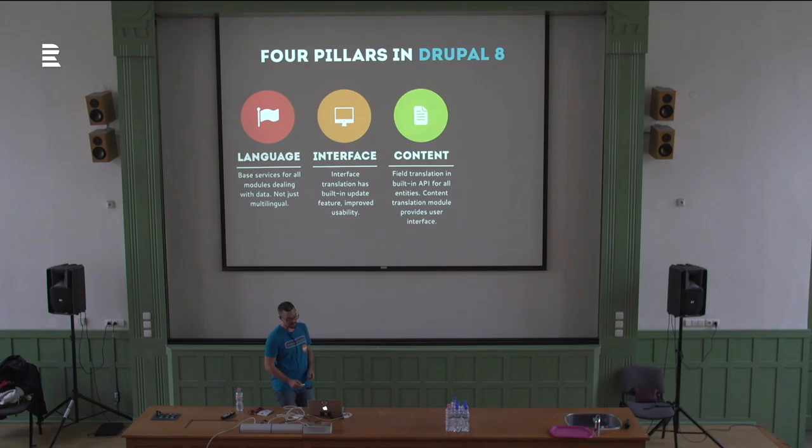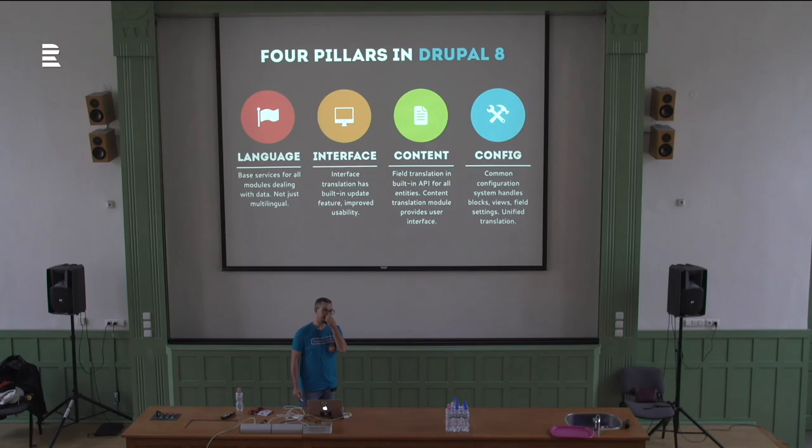And then the fourth one is the config translation. In Drupal 7, configuration was mostly saved in strings, variables. In Drupal 8, we have a complex config system that allows a lot of different scenarios, and you can actually export your configuration and import it. You have typed data enabled, so you know which types your configuration is in, and the config translation module allows you to translate this configuration and provides a unified translation interface for that. So you can actually translate your views or your blocks with Drupal core.